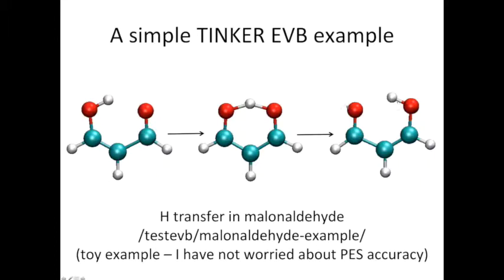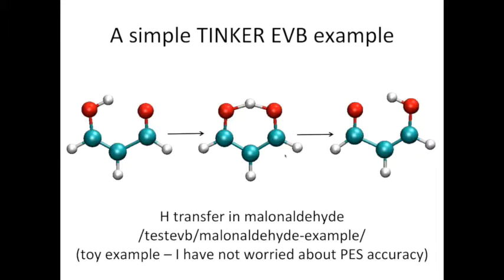Pretty self-explanatory. If you go to the SVN repo that I showed earlier, everything I'm going to show here lives in this directory, malonaldehyde example. And I should say this is a toy example here. I just put in some coupling elements. I did not worry in detail about fitting my parameters to CCSD-F12 calculations or anything. This is just a toy example to show you how it works.